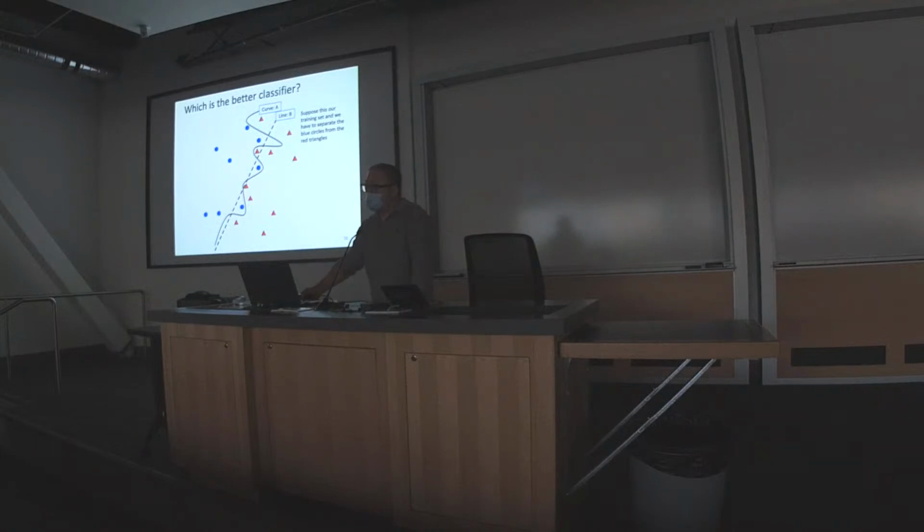Well, I imagine the curve is probably more prone to overfitting. So I probably would just want the line, because the line is less prone to overfitting, right? Yeah. Okay.